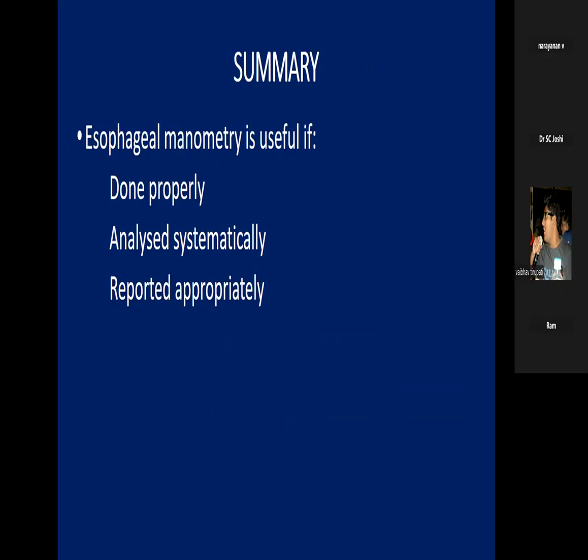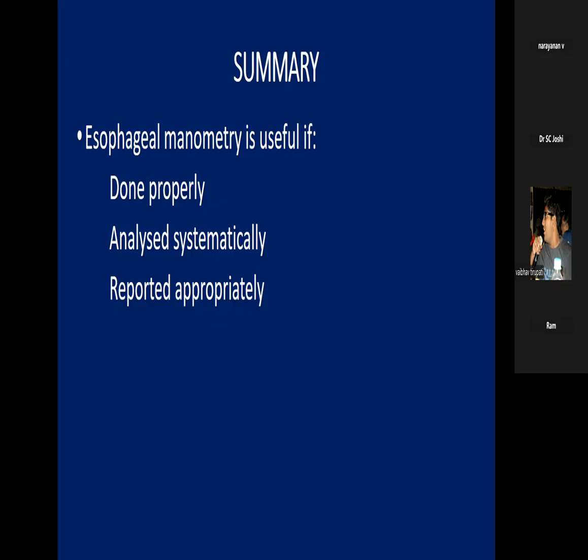So one has to be there, do all the maneuvers, no shortcuts. Don't do 5 swallows and say that oh, it looks normal, so I will stop there, because all you need is 20% hypercontractile to call it as hypercontractile. So do not cut short. Complete the procedure, analyze systematically, put the cursors in the appropriate places. Even if you're using automatic software, please make sure they are in the right place and report it appropriately using the appropriate cutoff.